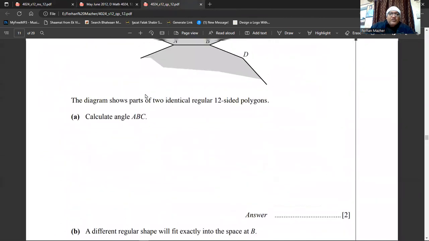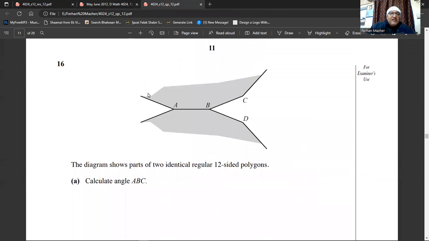Question number 16, 2 marks question, A part. The diagram shows part of two identical regular 12-sided polygons. So this one is a 12-sided polygon. This one is also a 12-sided polygon. Calculate the angle ABC. ABC is the internal angle of that 12-sided polygon.